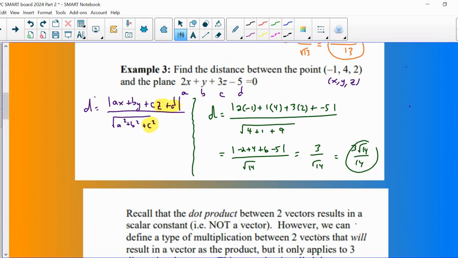And again, because this topic starts dealing with lines and planes, it's just nice to review how to find distance. And so, that's why I wanted to start this unit with this particular topic.